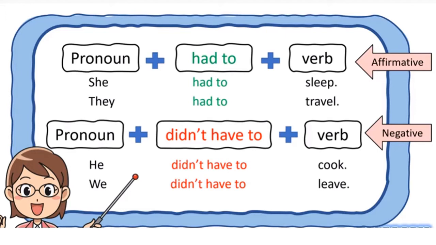Here we have how to use had to make a sentence. Pronoun he, she, they plus had to plus verb in the affirmative. Pronoun like he or we plus didn't have to plus verb like cook or leave in the negative form. She had to sleep. They had to travel. He didn't have to cook. We didn't have to leave in the negative form.